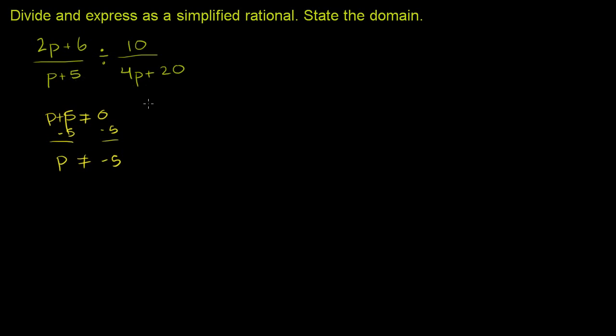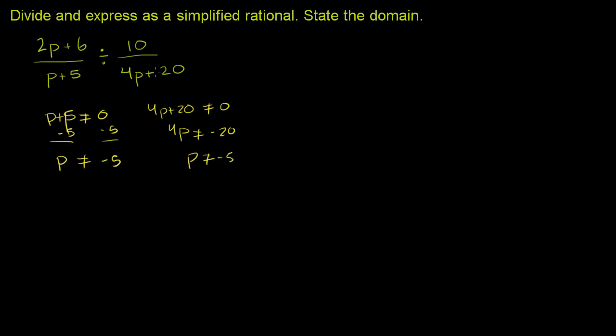And over here, we could do the same exercise. 4p plus 20 also cannot be equal to 0. If it was, this expression would be undefined. Subtract 20 from both sides. 4p cannot be equal to -20. Divide both sides by 4. p cannot be equal to -5.